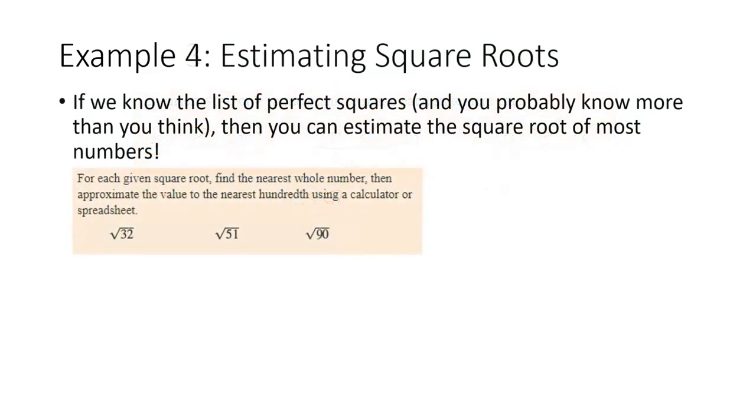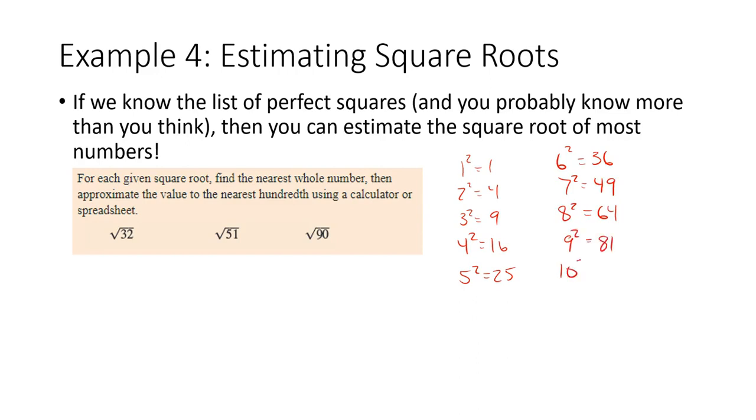Now, if we know a list of perfect squares, we can estimate the values of square roots by just trying to get kind of close. So I'm going to write this out for you here. 1 squared is equal to 1, 2 squared is equal to 4, 3 squared is equal to 9, 4 squared is equal to 16, 5 squared is equal to 25, 6 squared is equal to 36, 7 squared, 49, 8 squared is 64, 9 squared is 81, and 10 squared is 100. Remember, when you square something, you're just multiplying it times itself. So 3 squared is the same thing as 3 times 3, which is 9.